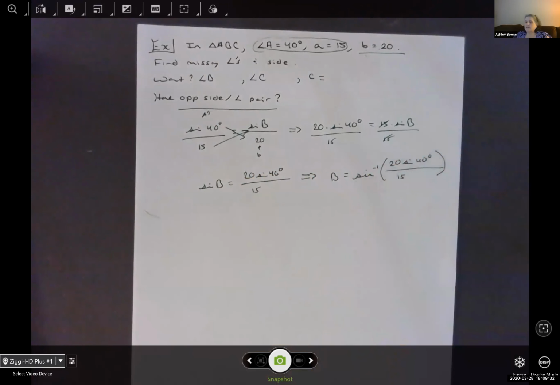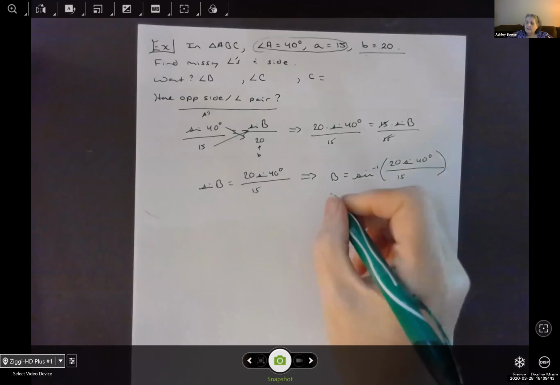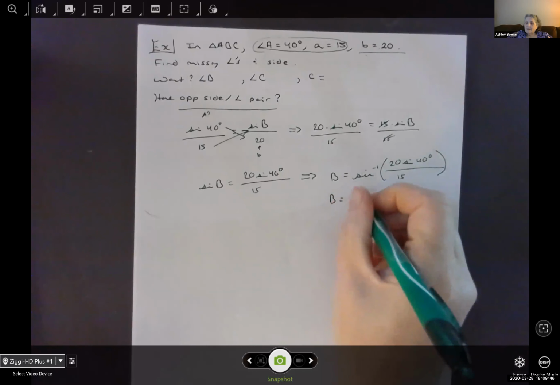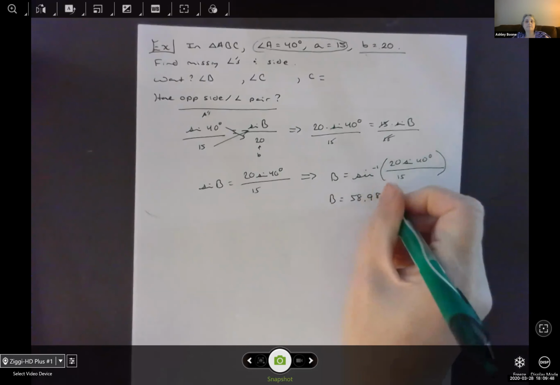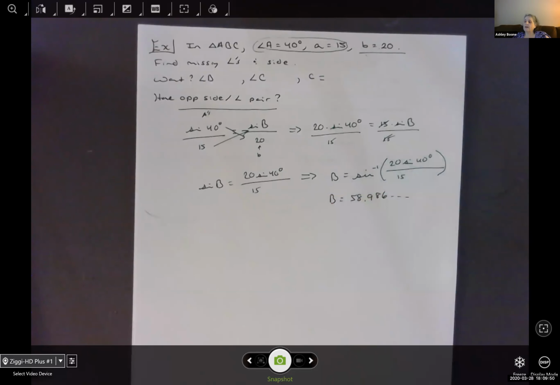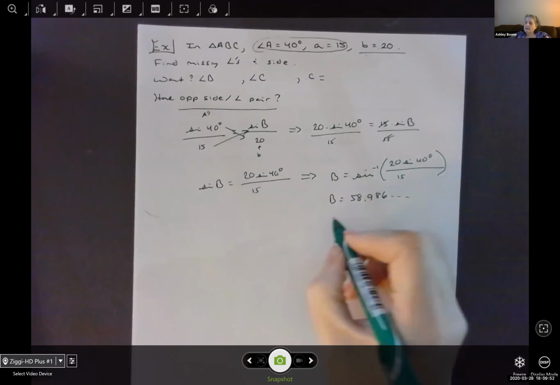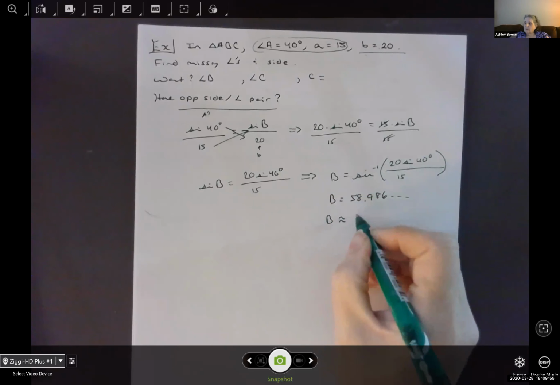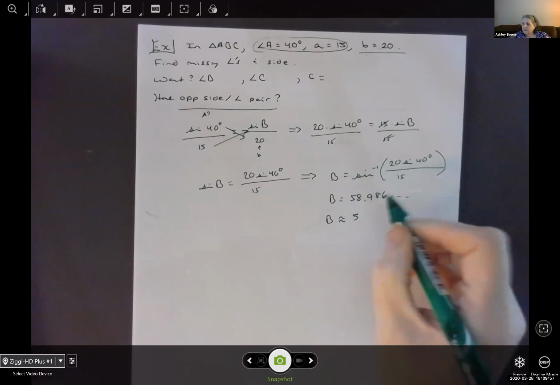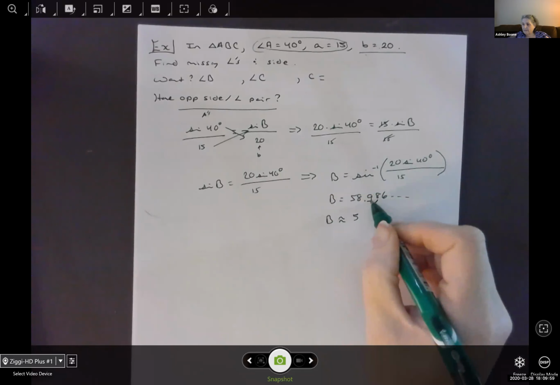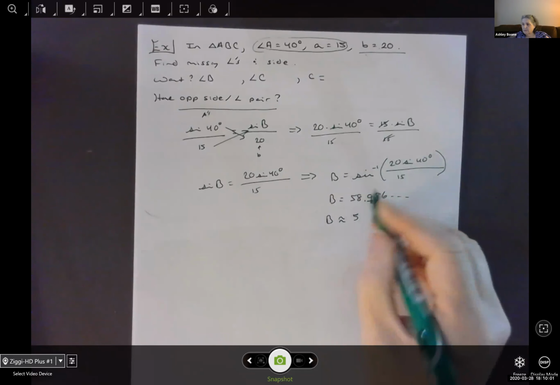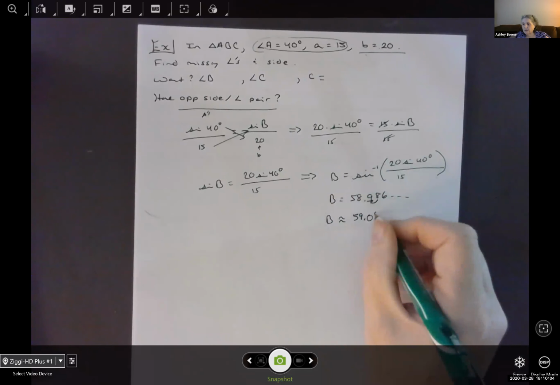Okay, so again, we're going to grab our calculators and calculate the inverse sine of 20 times the sine of 40 divided by 15. And we get 58.986, so on. So that tells us that angle B is approximately, this is an angle, if I round to the 10th, the next digit's bigger than 5, that's going to round up. This rounds up to be 59.0 degrees.